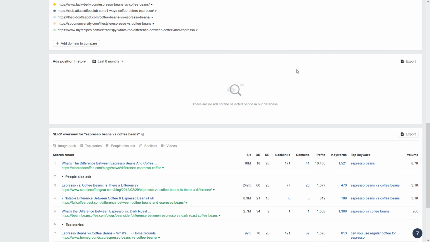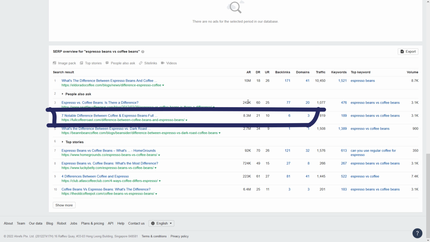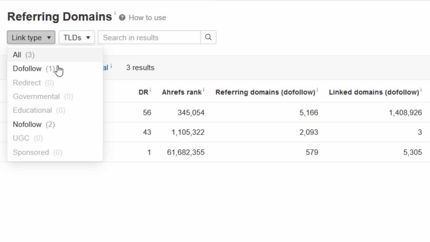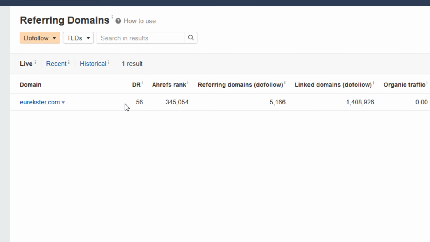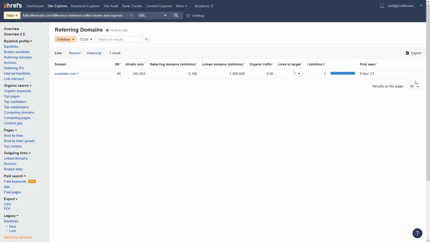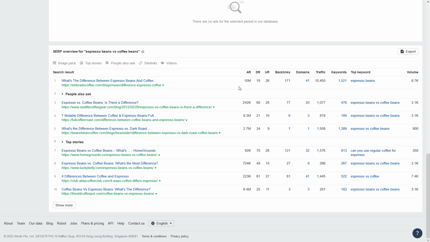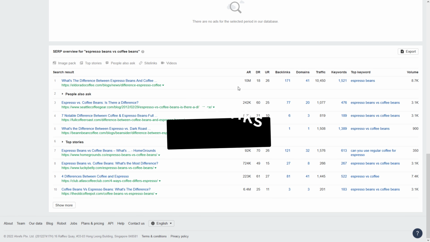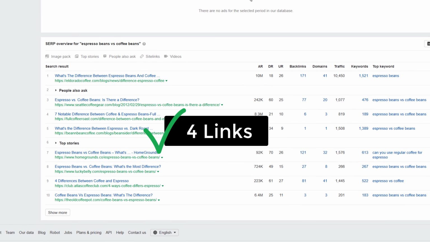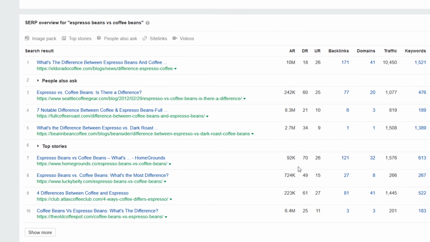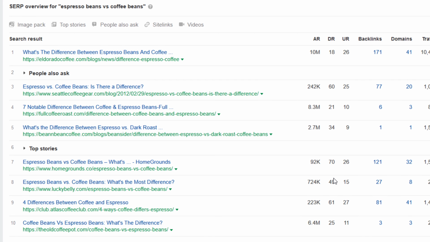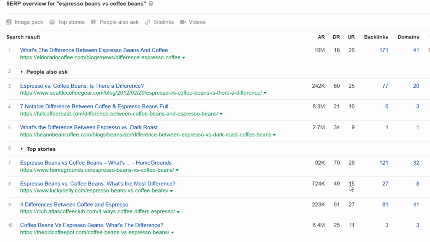And the number 3 spot is a DR21 that looks like it has 3 domains, but when we click into it, really only 1 dofollow DR56 is powering that. So based on that, we can assume it would take just 4 good links to compete with the current search results if our own page had 0 links at the moment. That is how you calculate the backlink gap.